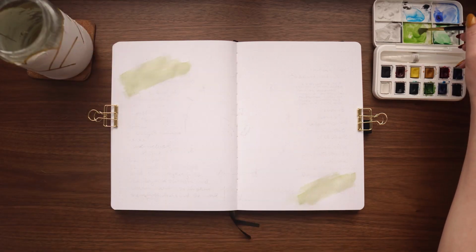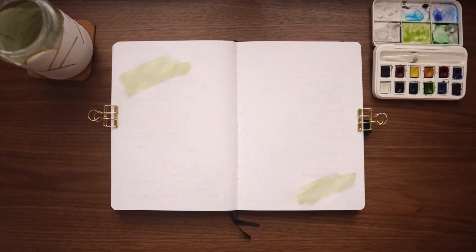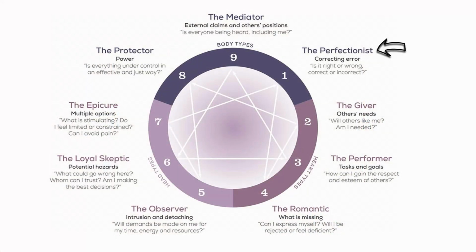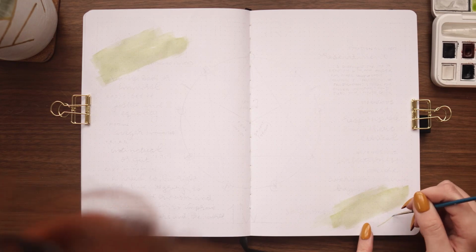So, from what I can tell, I believe I am a type 1 wing 2, which is a type 1 who has some of the traits of type 2. So type 1 is the reformer and type 2 is the giver. And together, when you're a type 1 wing 2, that type is called the activist. So that is what I think I am.